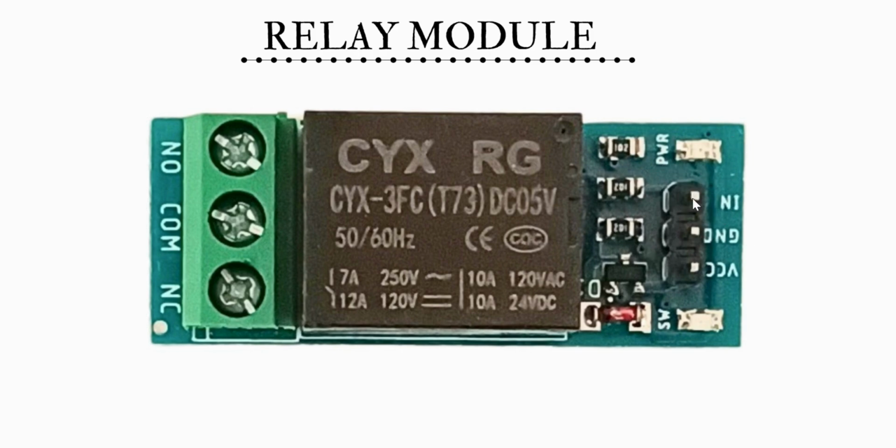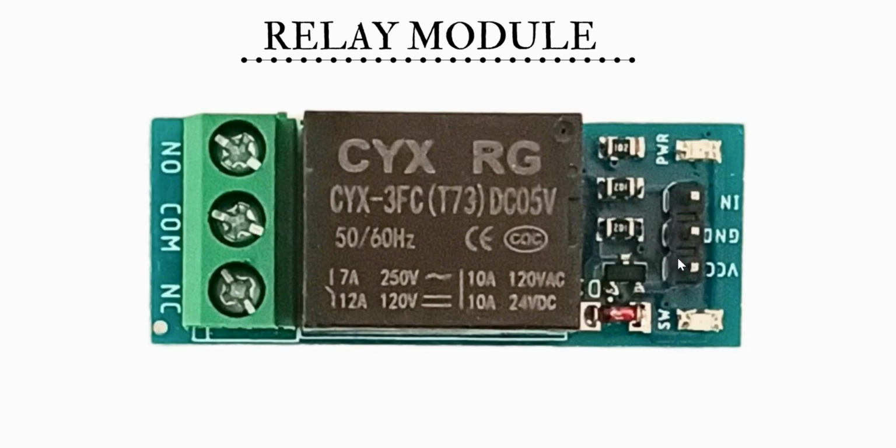So IN means this is where the controlled signal from Arduino will come, and it will give the same signal to the relay, and the components will work accordingly. Now, what is GND and VCC?